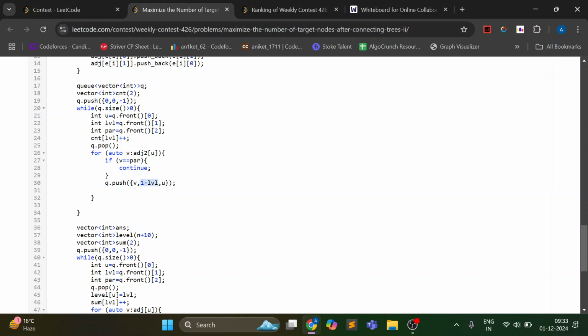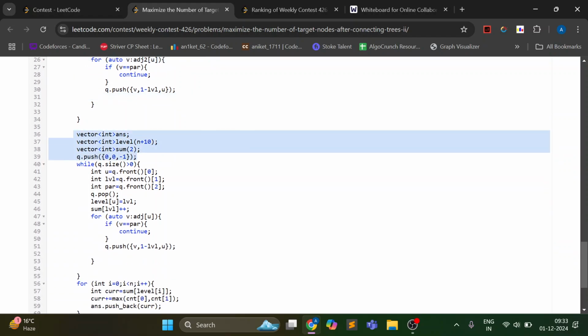Now whenever I'm moving forward, I'm making sure that I'm passing the next parity of level. So currently LVL was 0, it will pass 1 minus LVL, which is 1. If it was 1, it will pass 1 minus 1, which is 0. So I keep switching the parity at each iteration, at each adjacent node. Now what I found here is the number of nodes at parity 0 and the number of nodes at parity 1 in the second graph.